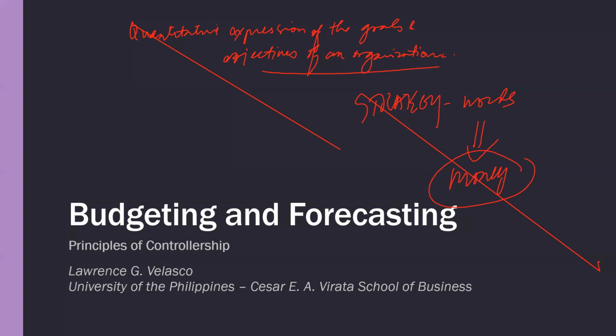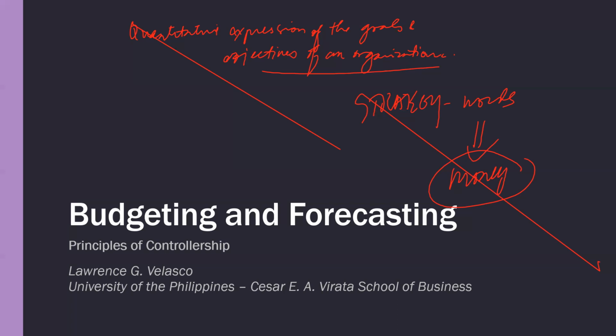We're now trying to bridge strategy and implementation through the budget. That's why budgets are very important in management control. And I would say, your book says that budgeting and forecasting is actually the heart of management control, because it's the link between implementation and strategy.